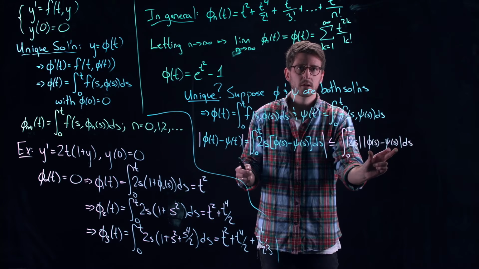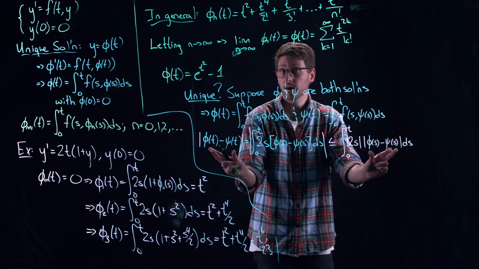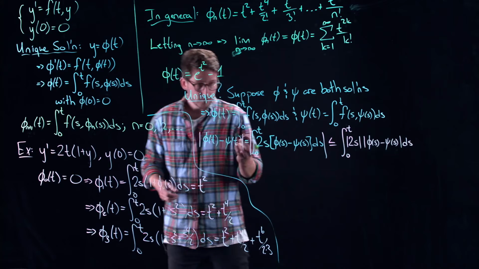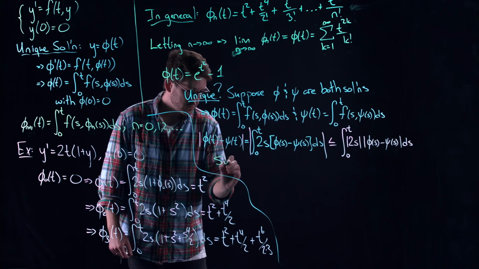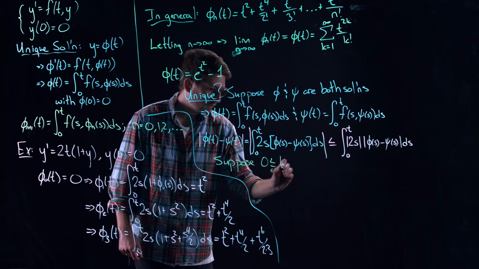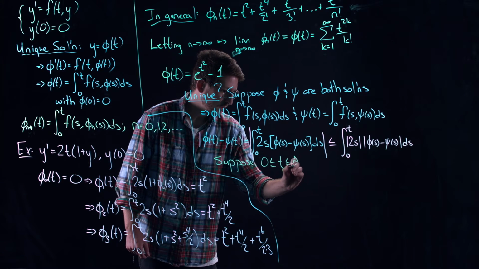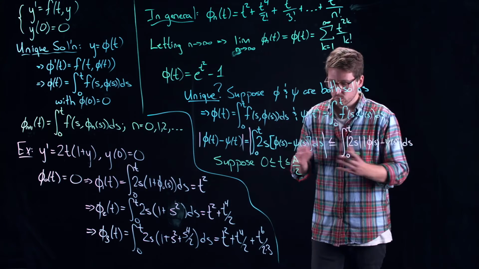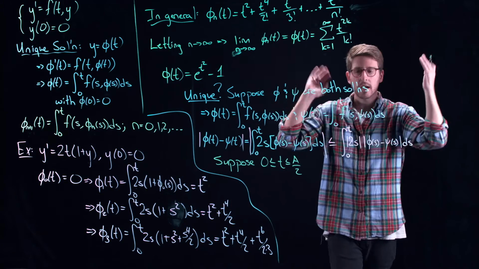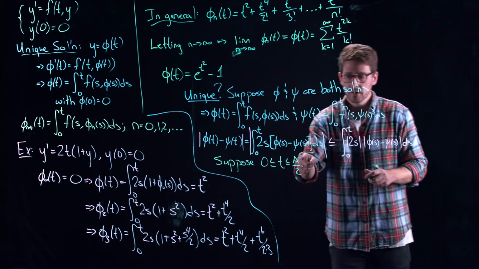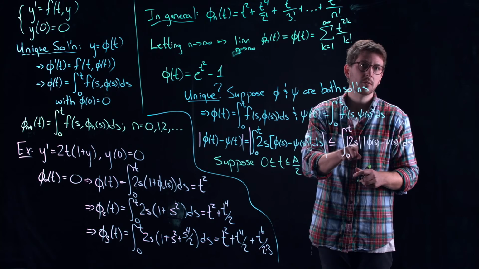Here's my difference in absolute value. Here's my difference in absolute value. They're both in here together. And so what I can do is, let's suppose that we're going to look for t between 0 and a over 2, where a is going to be any number. But I just want some finite number that we go up to. The reason I have a over 2 is because of this 2s here.